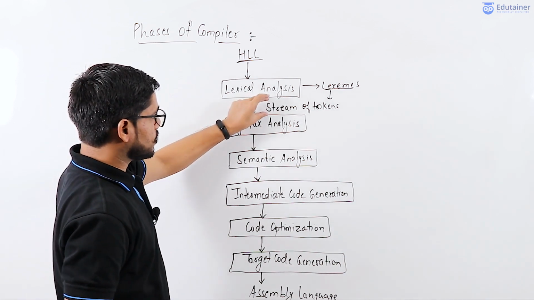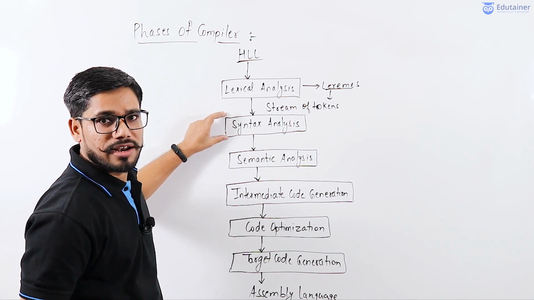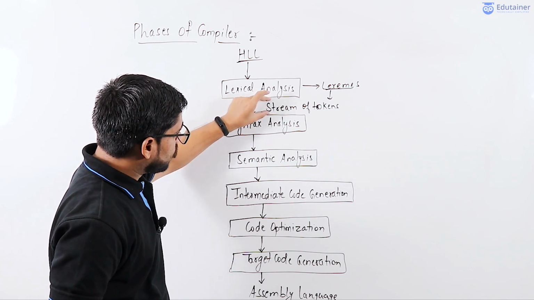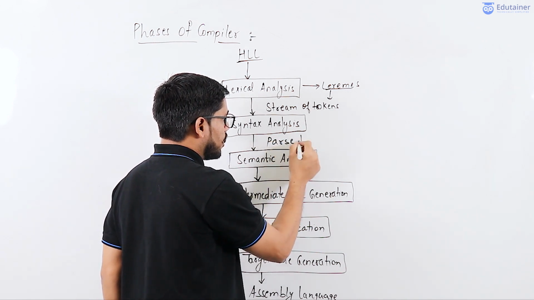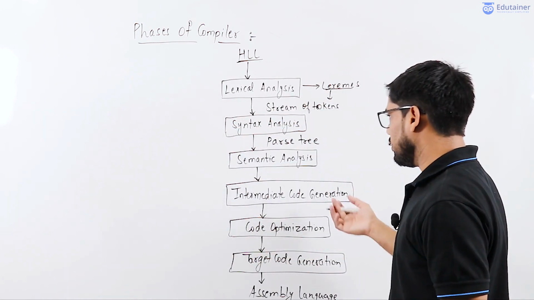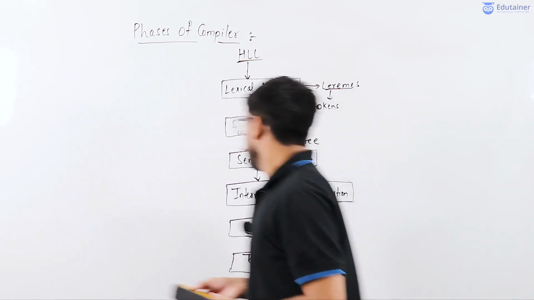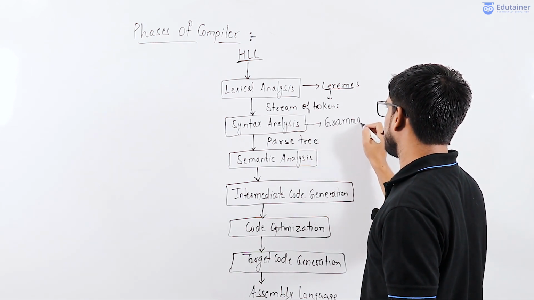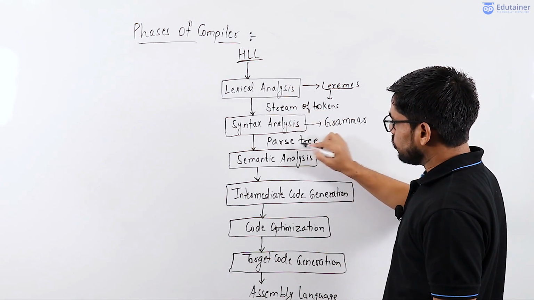Now this stream of tokens will get processed by the syntax analysis phase. Syntax analysis phase is the second phase of compiler. This syntax analysis phase takes the stream of tokens and it will convert it into a parse tree. Parse tree is basically a kind of tree which you get from a particular grammar. So this syntax analysis phase uses the grammar of a language, and it will convert the stream of tokens into parse tree.